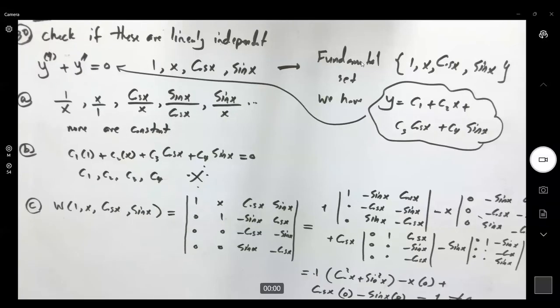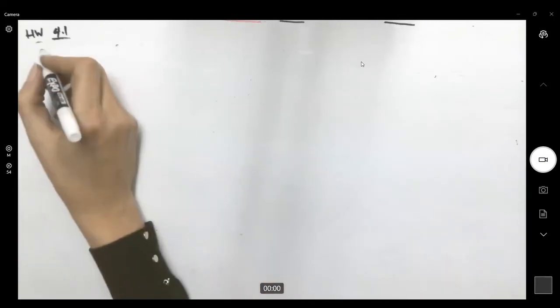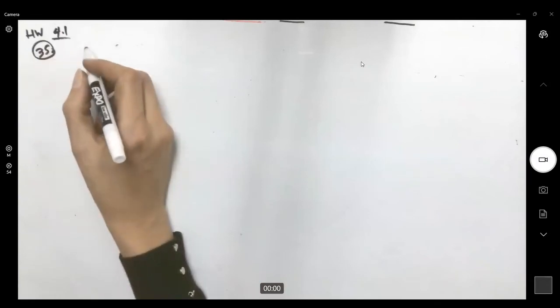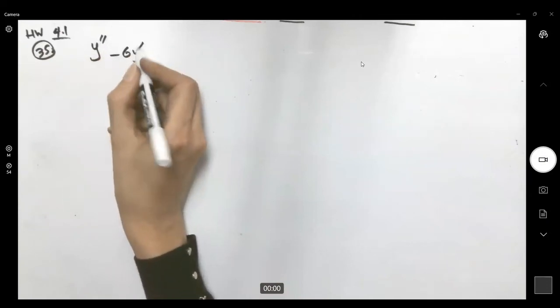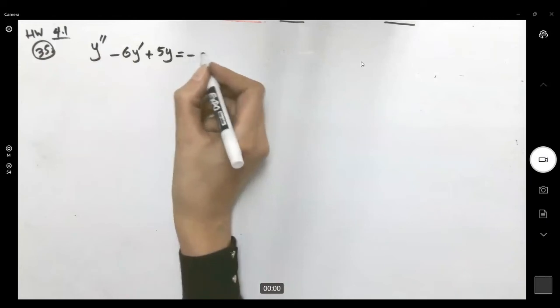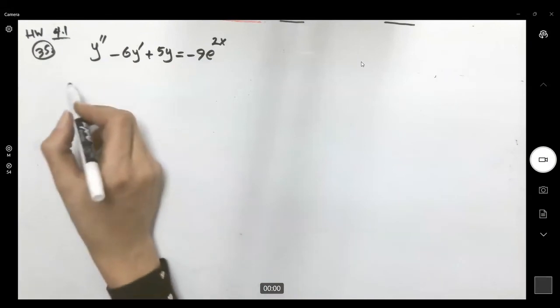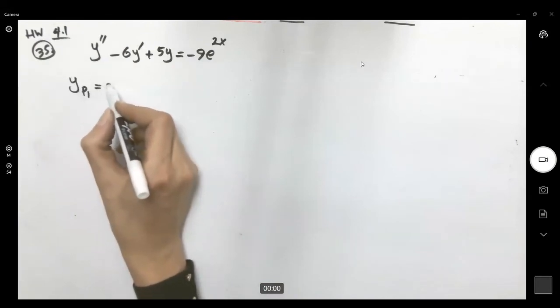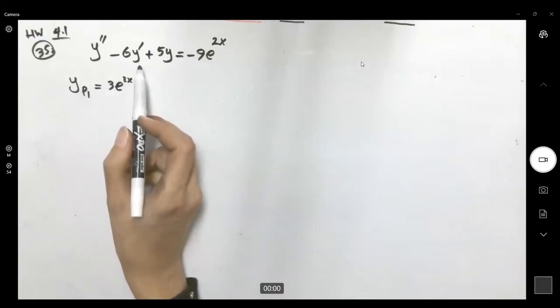Let's take a look at 35. So question 35 says, you have the following differential equation: the second derivative of y minus 6y prime plus 5y equals negative 9 e to 2x. It says check to see if y sub p1, which is 3e to 2x, is a particular solution for this differential equation. Okay.